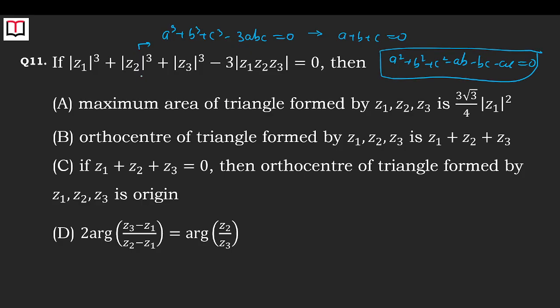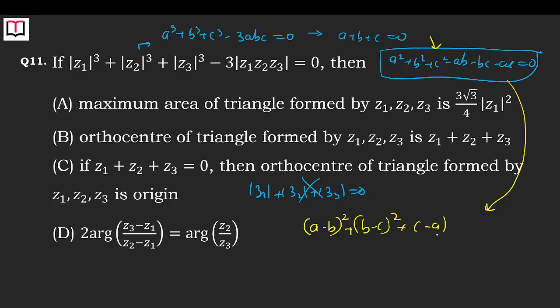But since a is nothing but mod of z1, a plus b plus c being equal to 0 doesn't make sense unless all of them are 0. That's not possible at all. So the only thing possible is this. And see, this is a very common expression, bachcho, which is actually a minus b whole square plus b minus c whole square plus c minus a whole square. All of you must know it; if you don't know it still, learn it. So this being equal to 0 means a is equal to b is equal to c.